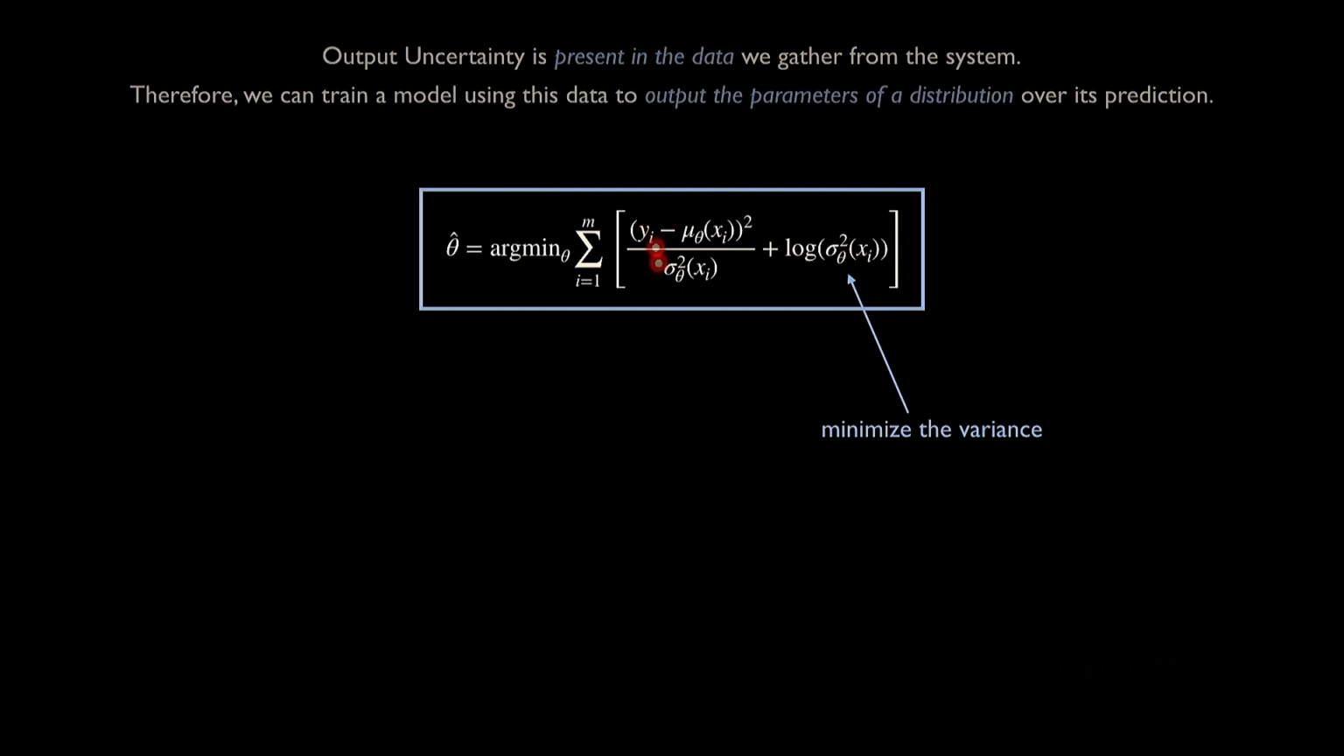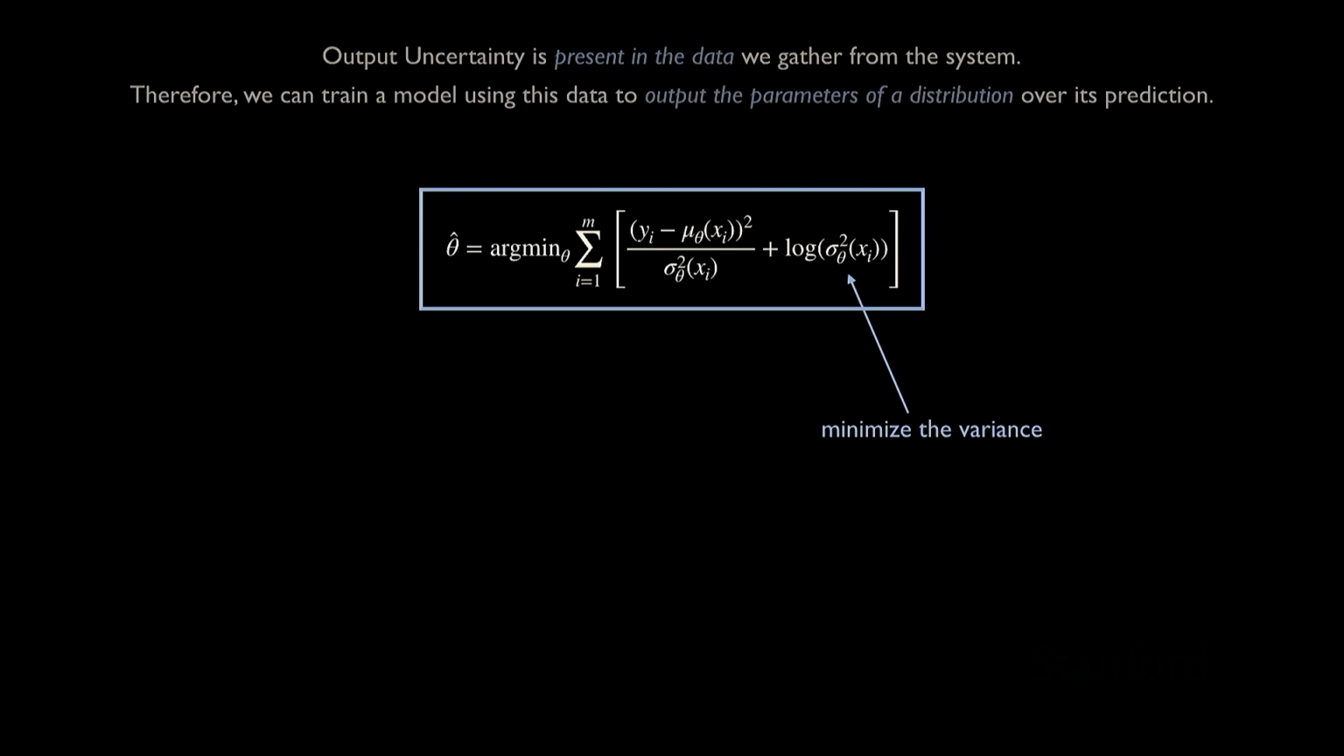But then the second term, we also want this term to be small, as we're trying to minimize, but the variance is on the denominator. And so in this case, making the variance bigger will actually make this term smaller. And so basically what we're saying here is there's two ways to make this term small. We can minimize the mean squared error between the output and our prediction, or we could increase the variance.